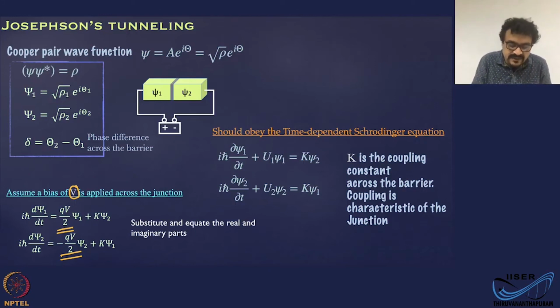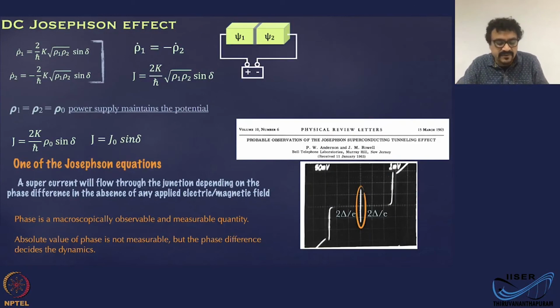Now, substituting the psi1 and psi2 from here, you can equate the real and imaginary parts. So what you will get is 4 equations. Let's discuss 2 here and the next 2 in the next class. So it will be 4 equations.